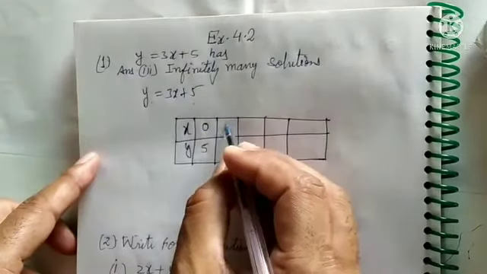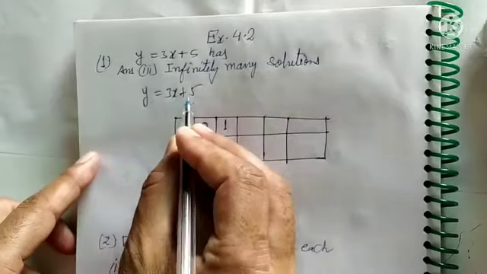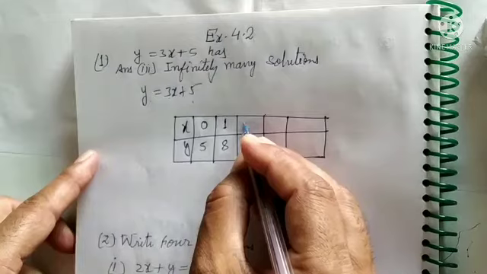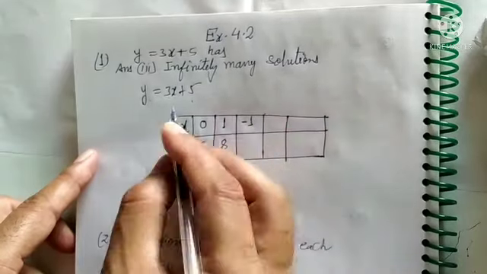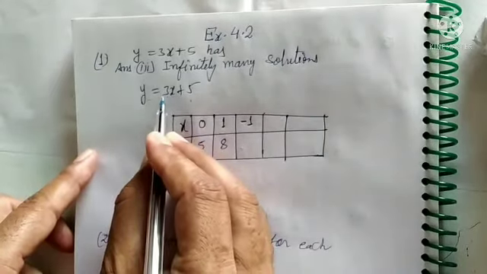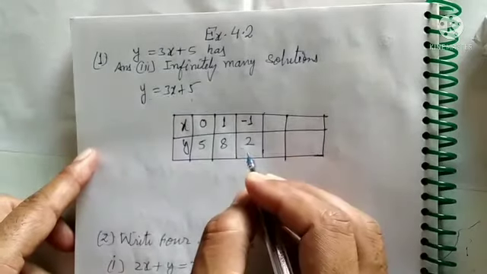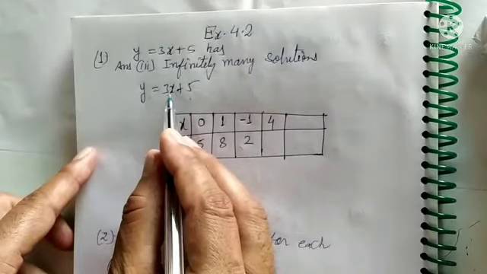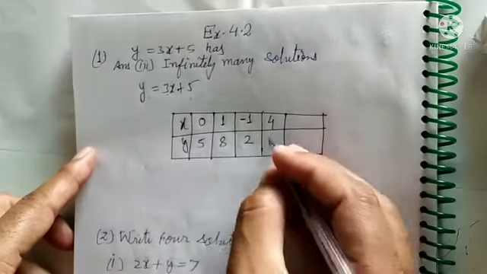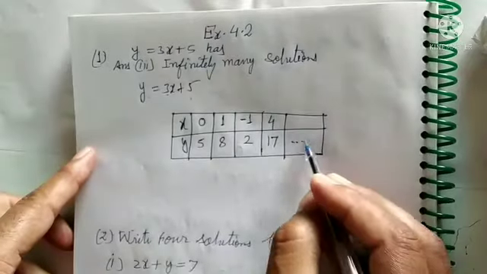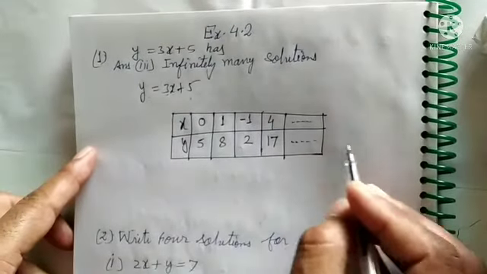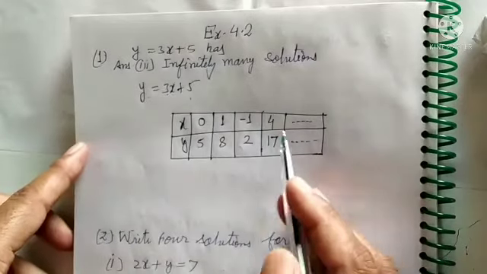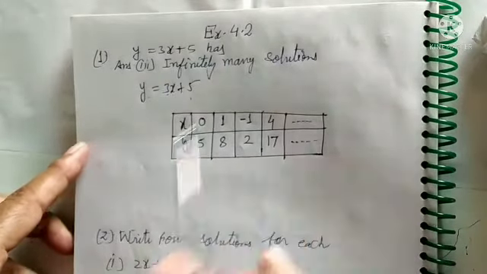If you take the value of x as 1, then 3 times 1 is 3 and 3 plus 5 is 8. Suppose you take the value of minus 1: minus 1 times 3 is minus 3, and minus 3 plus 5 is 2. If you take the value of 4, then 4 times 3 is 12, and 12 plus 5 is 17. So you can take so many values, means there is no end. This table will not stop, so you can take infinitely many solutions. That's why the answer to this question is infinitely many solutions.